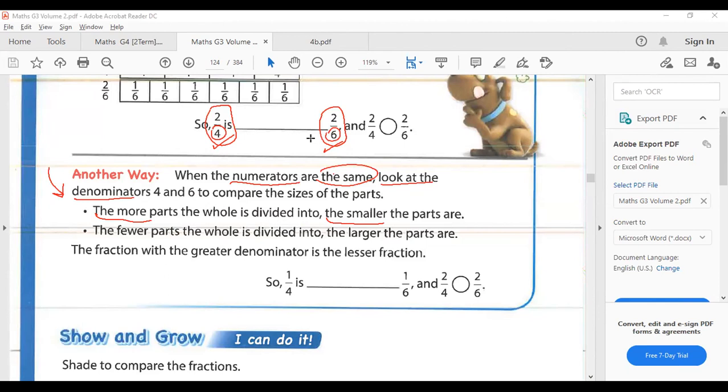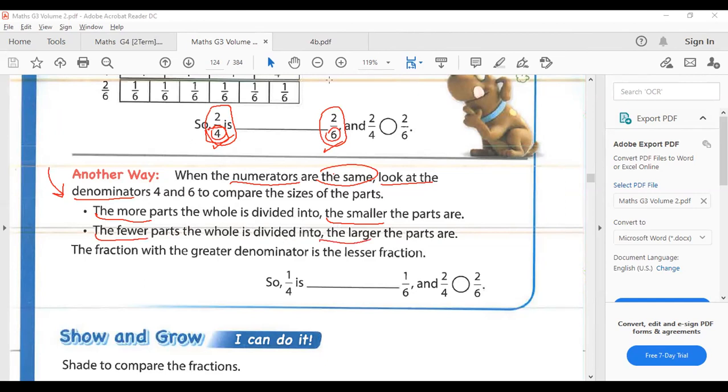The parts will be smaller. If you have this cake divided into 6 parts, they will be small parts. But if you divided the same cake into 4 equal parts only, the parts will be greater. Each one will take more. So the fewer parts the whole is divided into, the larger the parts are.